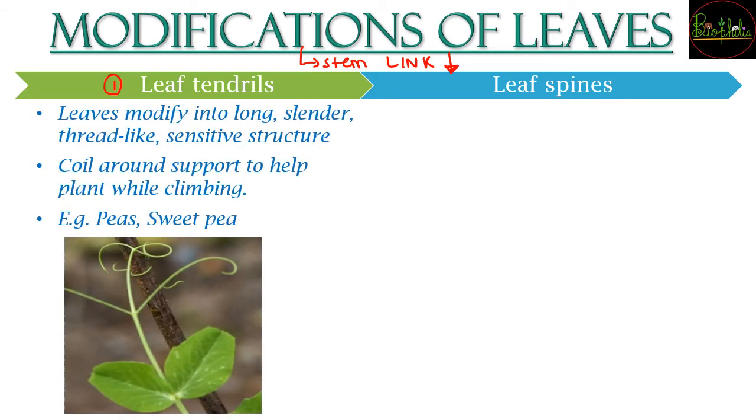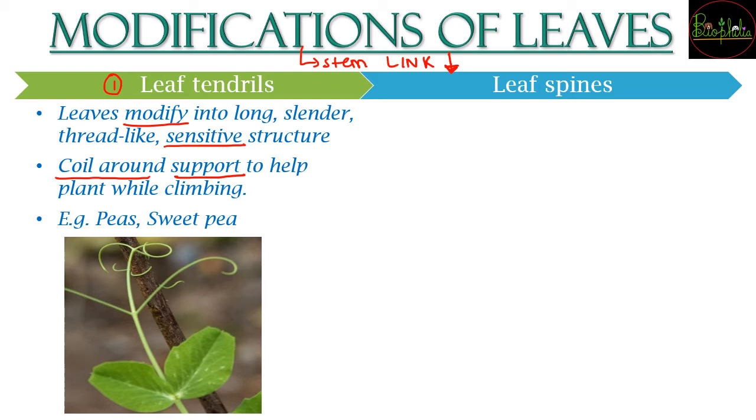So about leaf tendrils over here, these are going to be the leaves which modify themselves into long, slender and thread-like sensitive structures. Sensitive structures because even these are going to help to coil around and give support to the plant while climbing. Just like stem tendrils were sensitive, so that they can help in climbing up the particular pole or support, similarly, even leaf tendrils have the same function.